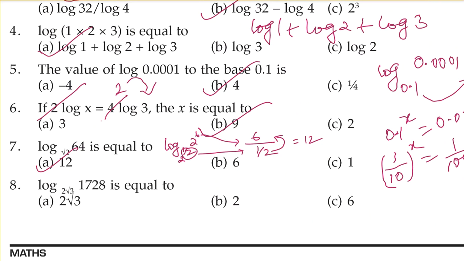Okay. Now log 1728, that is 12 cube, and base is 2 root 3, that is root 12. That means 12 raised to the power 1 by 2. So 3 comes from here and 1 by 2 from here. This 2 goes upside, so becomes 6. 6 is the answer.